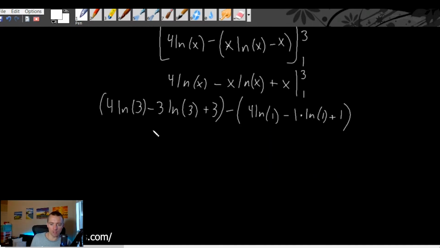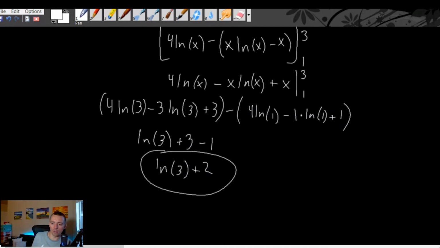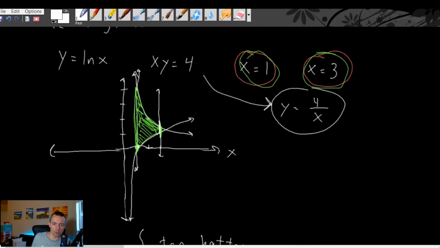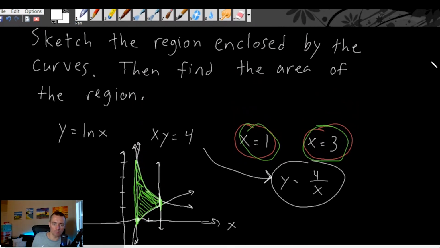Now we can simplify this. 4 ln of 3 minus 3 ln of 3 is just 1 ln of 3, plus 3. Ln of 1 is 0, so both these terms are going to go away. And then this negative sign will distribute to this plus 1, giving us minus 1. So we get ln of 3 plus 3 minus 1, which is plus 2. And that is going to be the area between these two curves that we had to start.